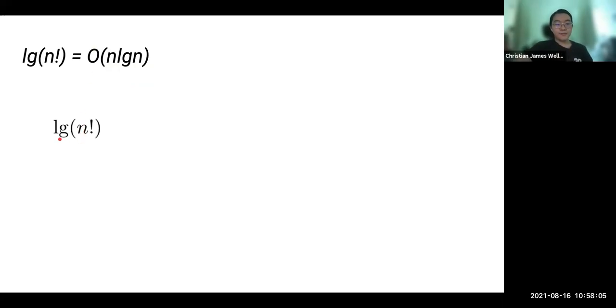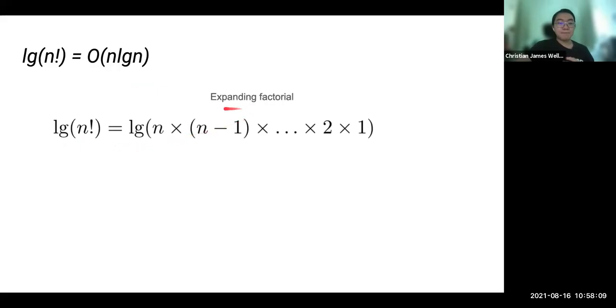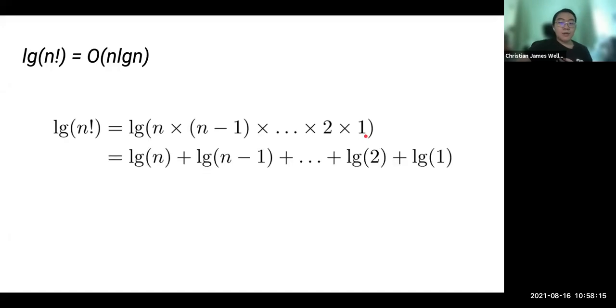So we started off with the log of n factorial. And then what I do first is I expand the factorial, log of n times n minus 1 all the way to 1. What I do next is I use the rule that this times inside, I bring it out, it becomes a plus. Okay, so this is the repeated application of log of AB equals log A plus log B.